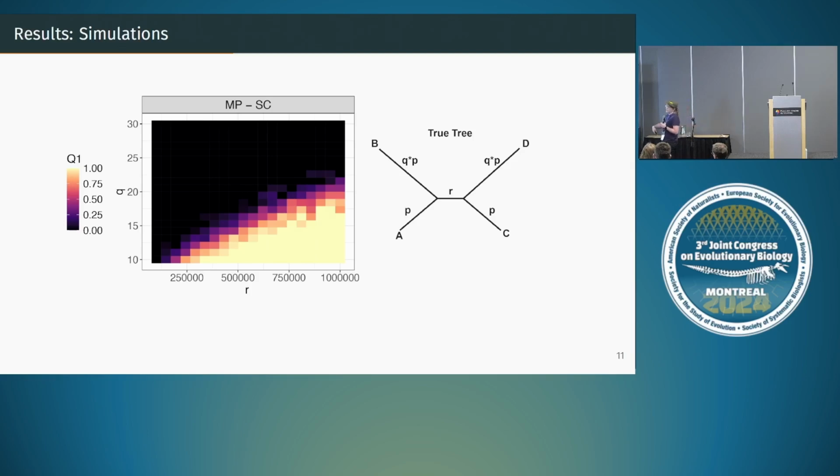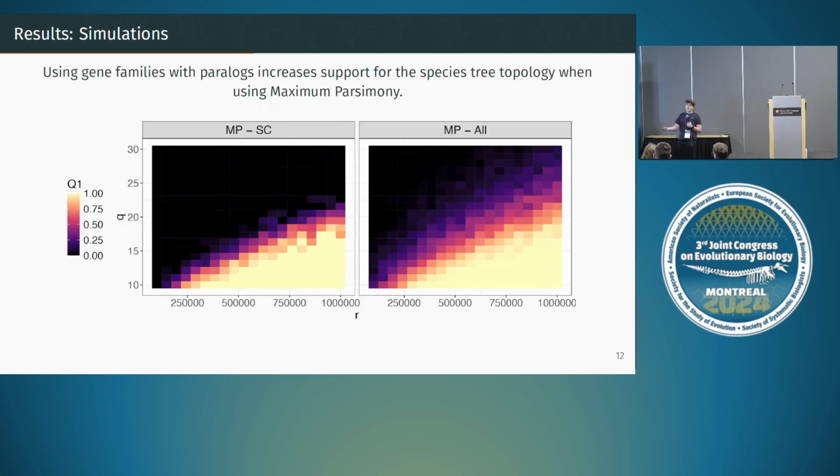As we expect, as Q gets longer, we get lower support for the species tree topology, and as R gets shorter, we have lower support for the species tree topology. So this is just single copy genes. Let's add all of our gene families in.